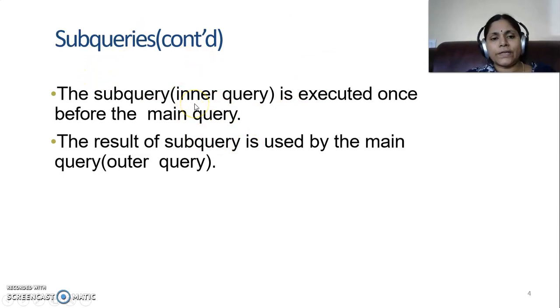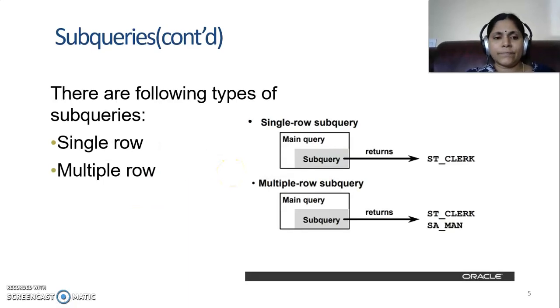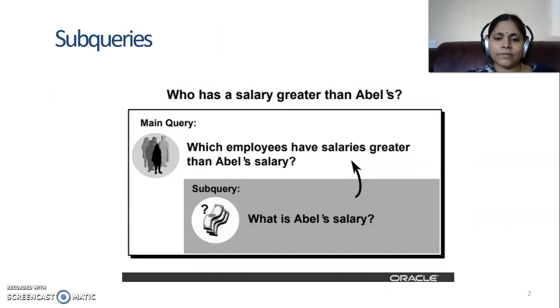The inner query or the subquery is executed only once before the main query, and the result of the subquery is used by the main query. That is the concept of subqueries. So in this example, first, Abel's salary should be computed, and the result of that should be sent to the main query, which finds the employees who have salaries greater than Abel's. In this way, subqueries operate.